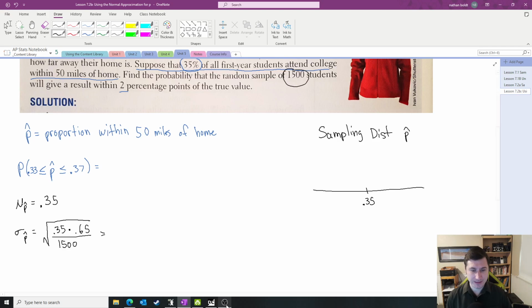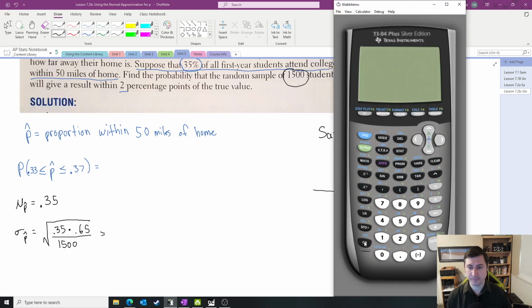So we type that into the calculator here. So 0.35 times 0.65. I like to do the order of operations here. Divided by 1,500. And then I have to, oh, that's an ugly number, but I have to square root that number. So square root second answer. Hit enter. 0.0123, that's kind of convenient.